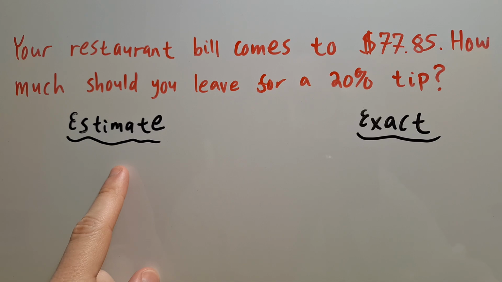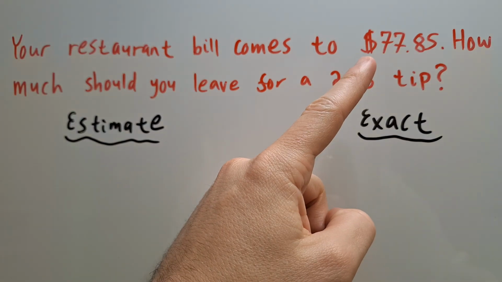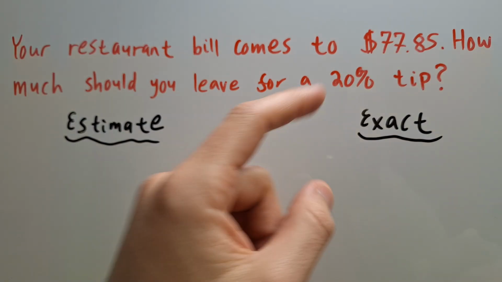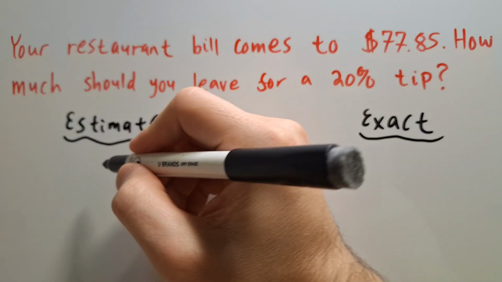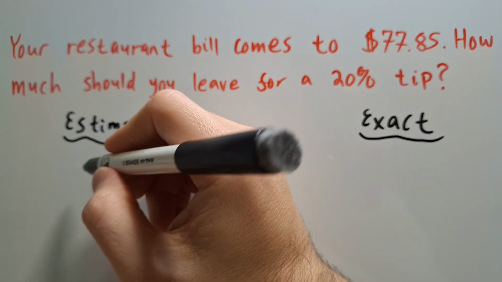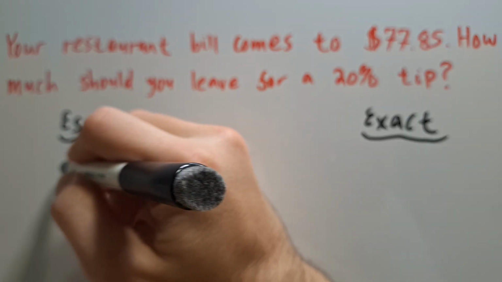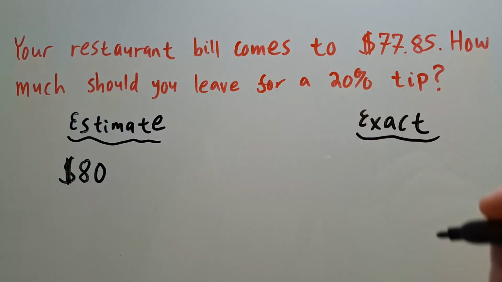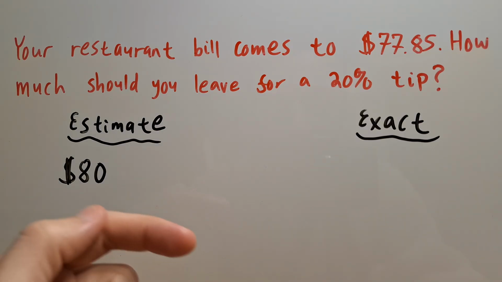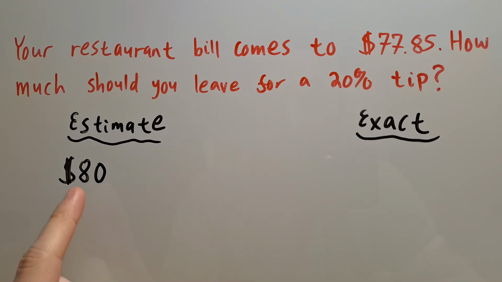So let's work out the estimating part first. Let's take $77.85 and we're going to round it to $80, to the nearest ten dollars. Remember in percent shortcuts, finding 1%, 10%, 50%, I'll drop a link in the description for that video too.